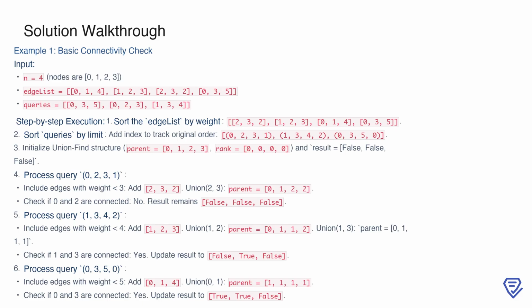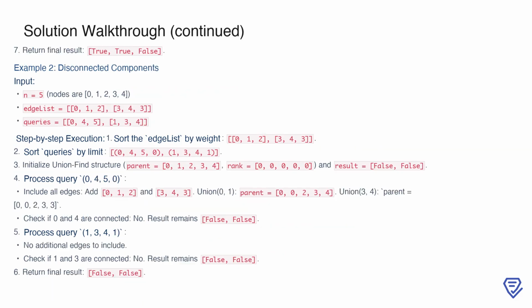Next, for the second query, we include edges with weights less than the limit of 4, adding edges between nodes 1 and 2, and subsequently between nodes 1 and 3. These union operations connect nodes 1 and 3, satisfying this query. The result is updated to reflect this. Finally, for the third query, we include all remaining edges under the weight limit, connecting the remaining nodes. Checking connectivity between nodes 0 and 3 confirms they are connected, and the result is updated accordingly. After completing the first example, the final result for its queries is true, true, false.